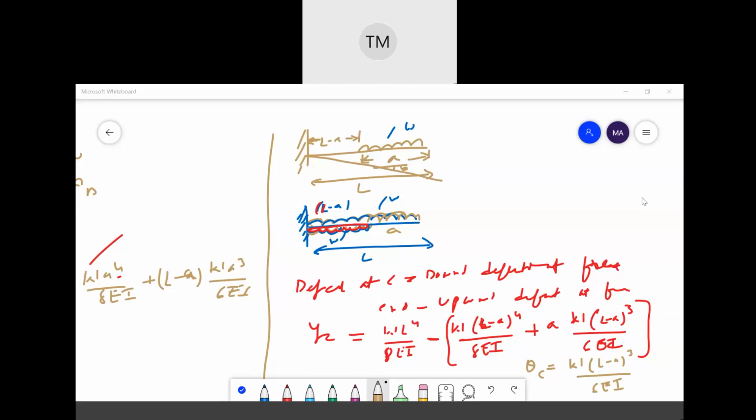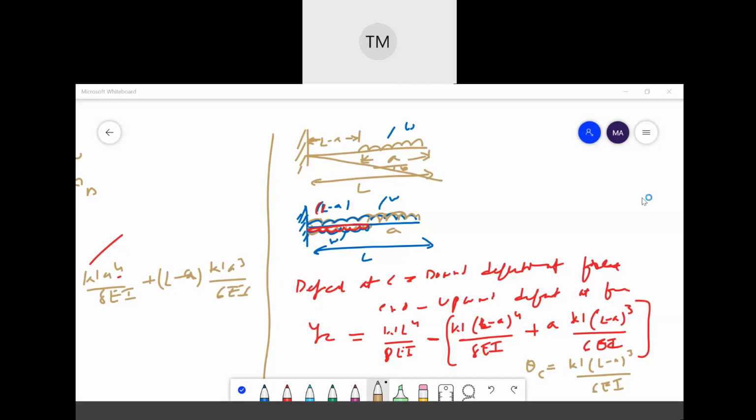Yes, sir. Okay, next we are going to solve some problems on cantilever beams. Already you have derived simply supported beam with a point load and simply supported beam with a UDL. You have derived both of these derivations. Now we are moving to problems.